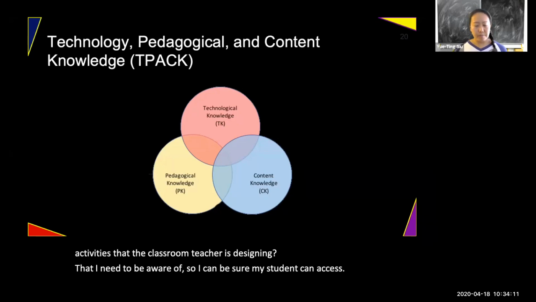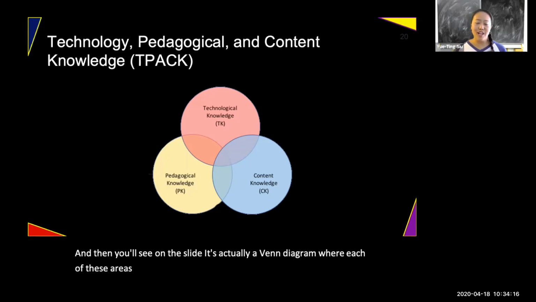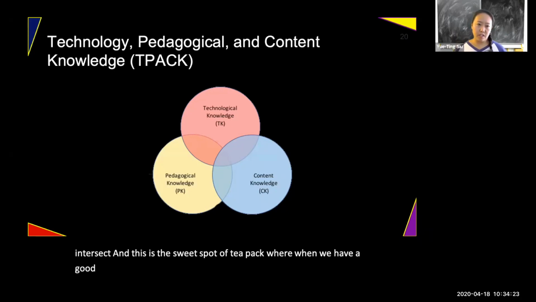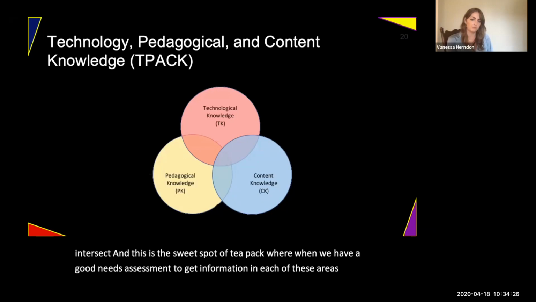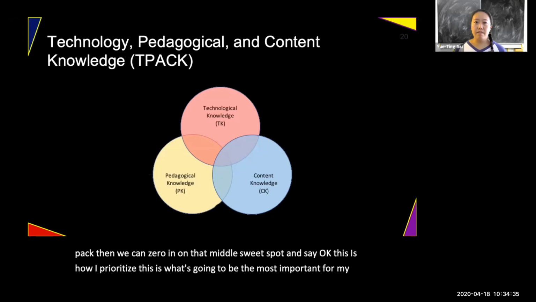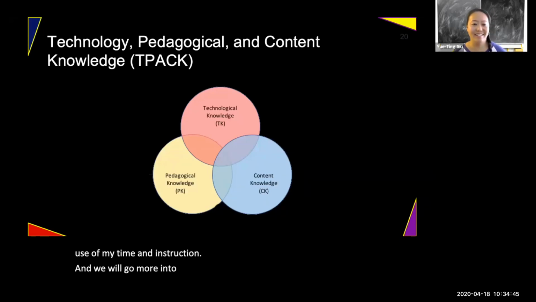And then you'll see on the slide, it's a Venn diagram where each of these areas of knowledge is a circle, and in the very middle they all intersect. This is the sweet spot of TPACK, where, when we have a good needs assessment to get information in each of these areas, we can zero in on that middle sweet spot and say, okay, this is how I prioritize. This is what's going to be the most important for my student. And this is where I can lesson plan and make the most efficient use of my time in instruction. We will go more into this. So this is just an introduction.